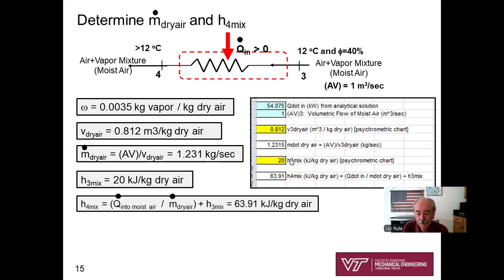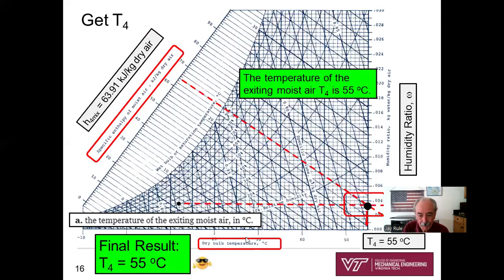Okay, H for your mixture, I wrote that down. So then, in my first law, one equation and one unknown to solve for H4 of the mixture, 63.91. There it is. So that's from the first law. I back solved for H4 of the mixture. Now I'm going to go back to my psychrometric chart. So I've written 63.91 on a little piece of paper. So I've got to find, okay, so here's my point.